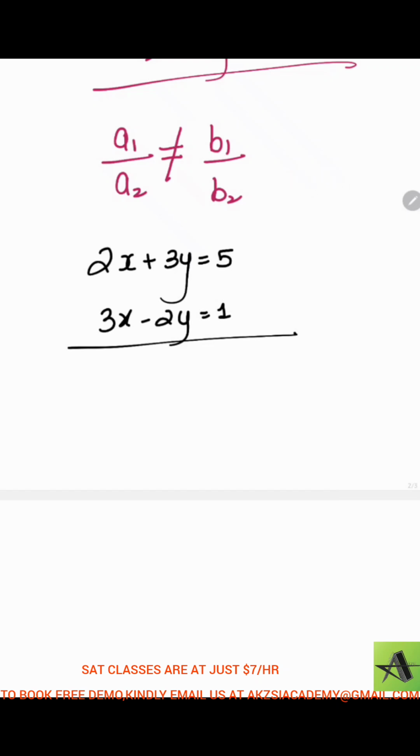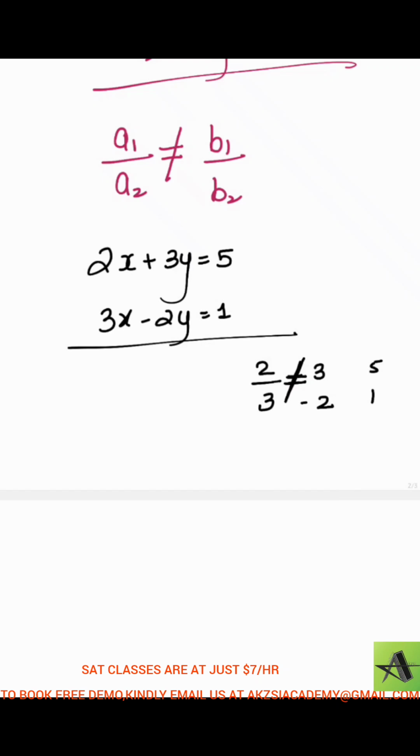See this question. Here, the equations are given as 2x plus 3y equals 5 and 3x minus 2y equals 1, and we have to see whether it's consistent or inconsistent. So first thing is I am dividing 2 over 3. Next is 3 over negative 2, like a1 over a2, b1 over b2, and as I told you, c is not important in this case. You can clearly see these two are not equal to each other. So this is the case of unique solution.